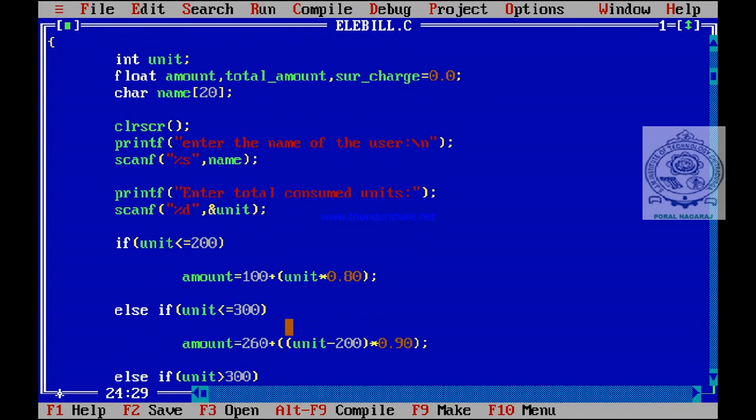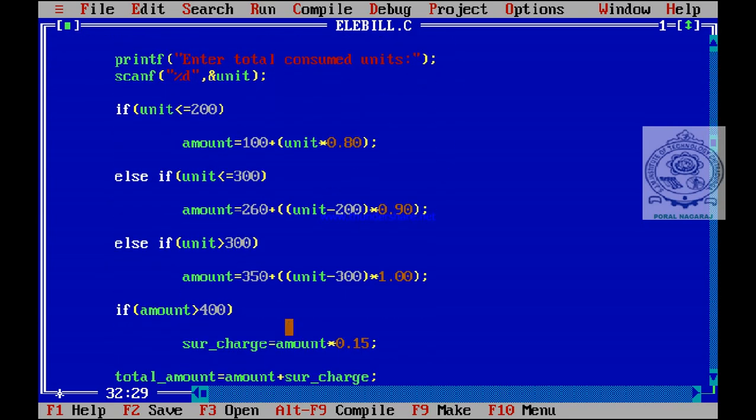Based on our requirement, we have computed the amount. Three cases. First case is what? Amount is less than 200. This is the calculation part. If it is less than 200, it is 80 paisa per unit. If it is greater than 200, up to 300 it is 90 paisa. Already for 200 we have computed a value, which comes to 260 rupees, and for the remaining units we calculate at the rate of 90 paisa. If your unit is greater than 300, already for 300 we have computed 350 rupees. So 350 rupees plus the remaining above 300 we calculate at the rate of rupees 1, and we store it in amount.